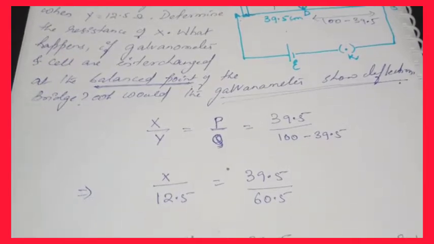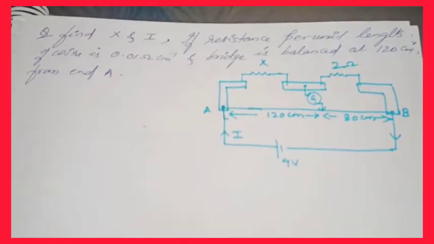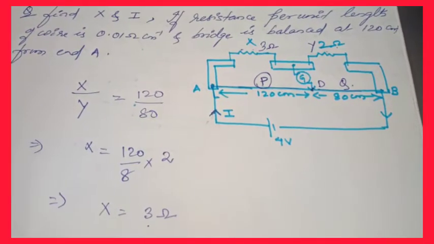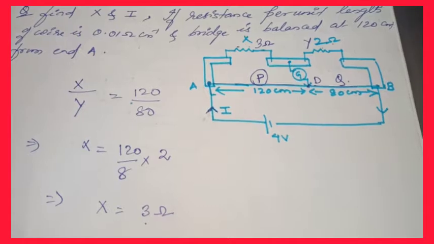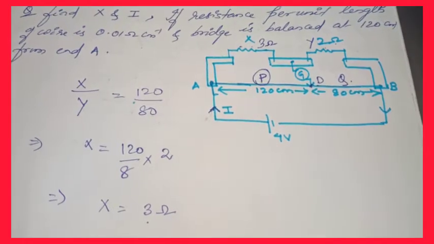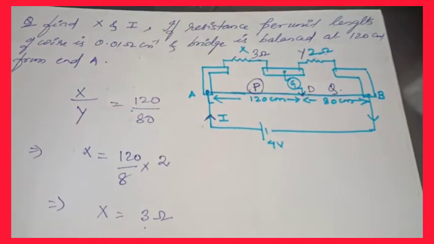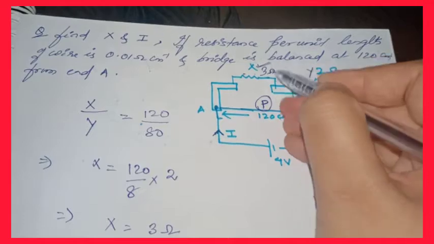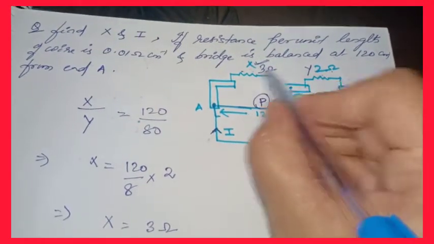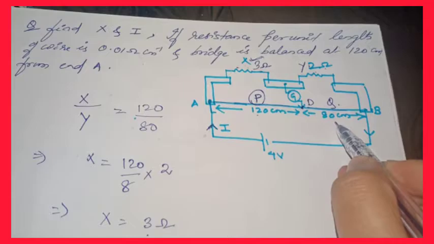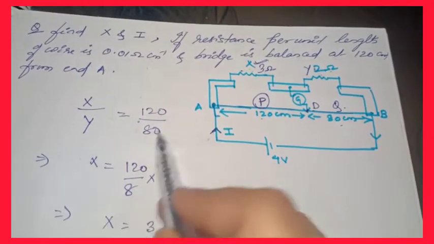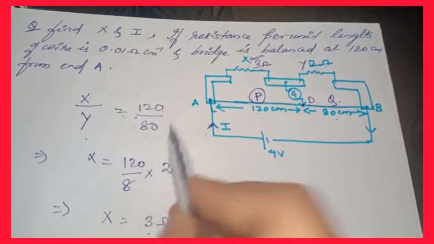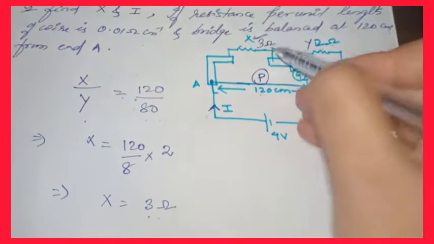So let us go to the next question, students. The next question is: find X and I if the resistance per unit length of wire is 0.01 ohm per cm and the bridge is balanced at 120 cm from end A. Here we have the arrangement where we want to find X. Students, we can take the ratio X by Y equals 120 by 80 by using the principle of meter bridge or Wheatstone bridge. So X by Y equals 120 by 80, and solving that we can get X.